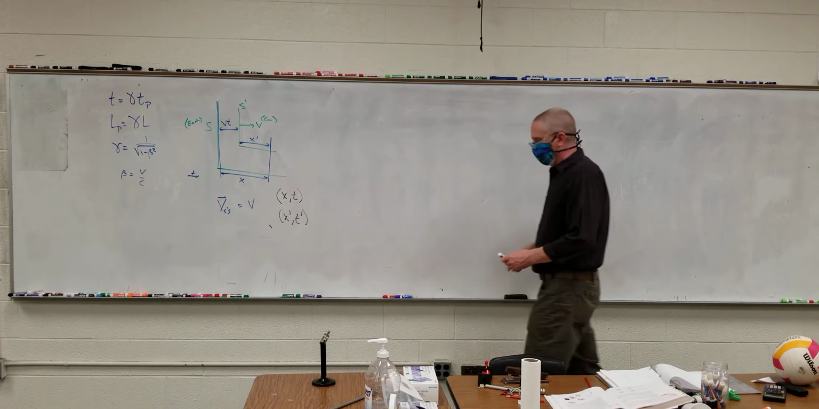Now, the relationship between them, we are going to assume that it is a linear relationship. I'm not going to justify that, we're going to live with that one. So there's some constants A1 and A2 that relate the two, and then t prime is equal to b1 x plus b2 t. And we just have to figure out what those are.